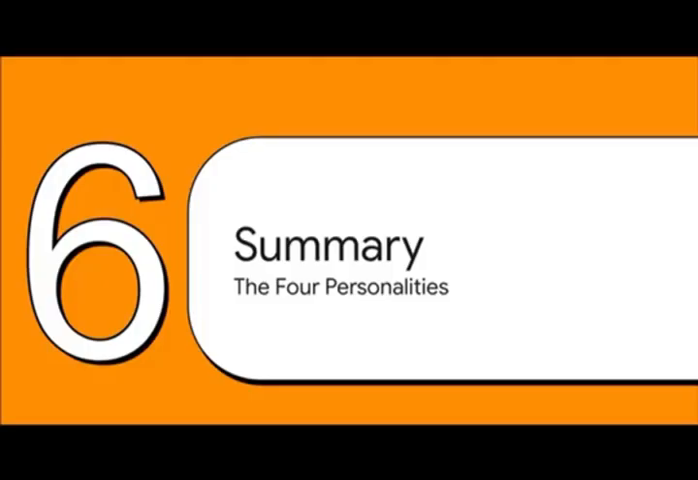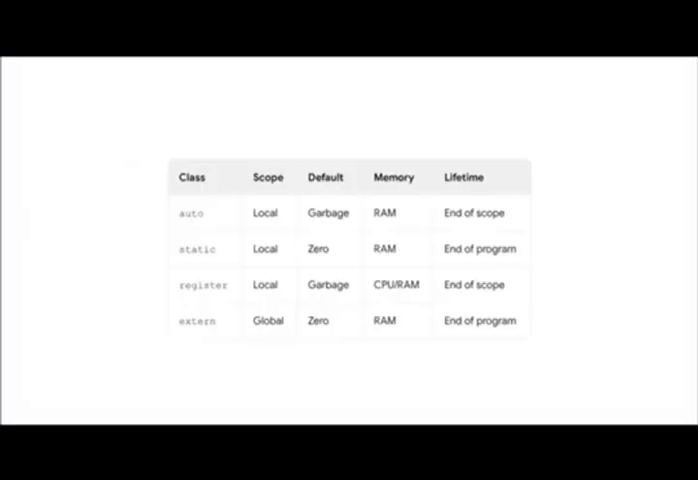Let's bring the whole team together for one final review. This table right here, this is your ultimate cheat sheet. Auto is your temporary local worker. Static is your local variable with a long-term memory. Register is your request for more speed. And Extern is your global connector for big projects. Seriously, understanding this table is the key to understanding how variables really behave in C.